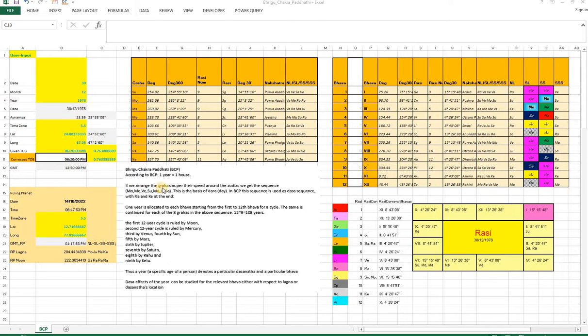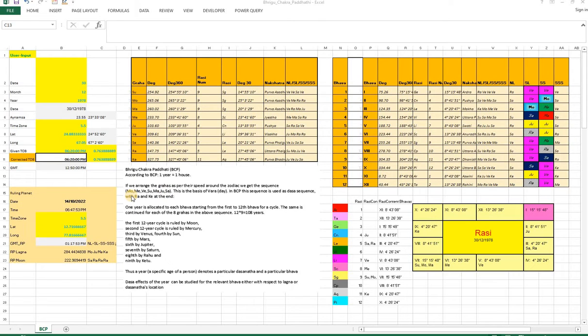If we arrange the grahas as per their speed around the zodiac, then we get Moon is the fastest. Mercury would be the next in speed, Venus followed by Sun. Sun is the earth basically. Then Mars, Jupiter, and Saturn, and finally we add on Rahu and Ketu. This is in fact the basis for Vara. Each day we call a Sunday, Saturday, and all that based upon the speed. All of us know that.